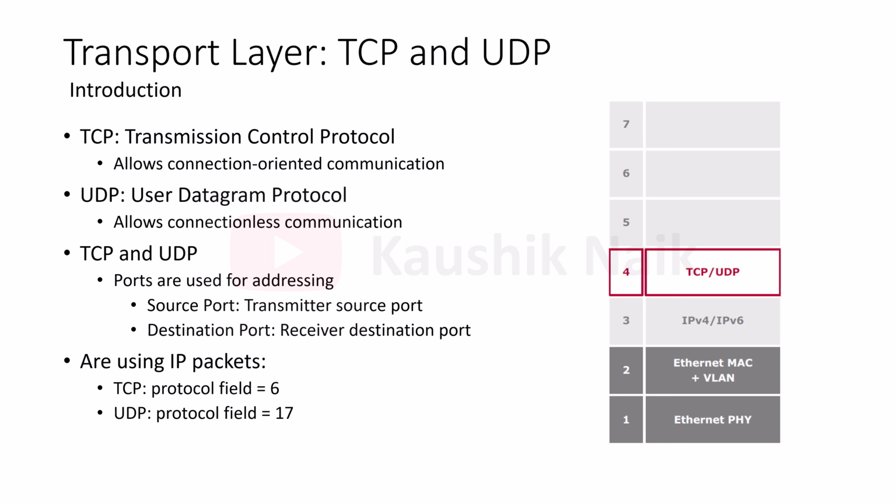TCP mainly needs to have a transmission success or failure as feedback to the sender from the receiver. But UDP doesn't need feedback. It just sends the data and it is not concerned about how many receivers are present and whether the data is received or not. We will understand this in more detail in a few minutes from now. In both protocols, source and destination ports are used for addressing.